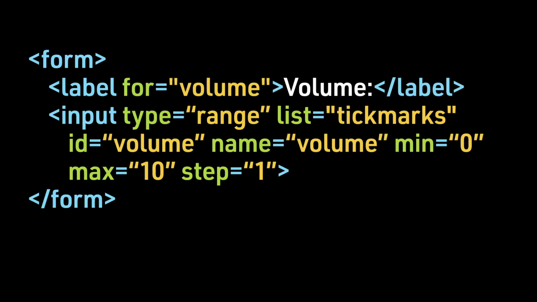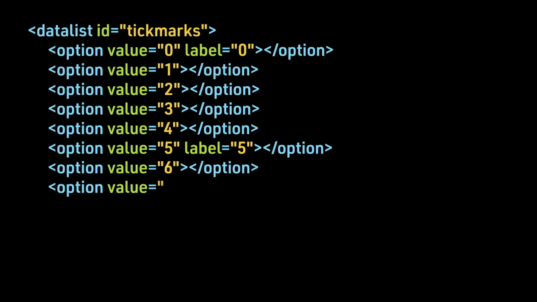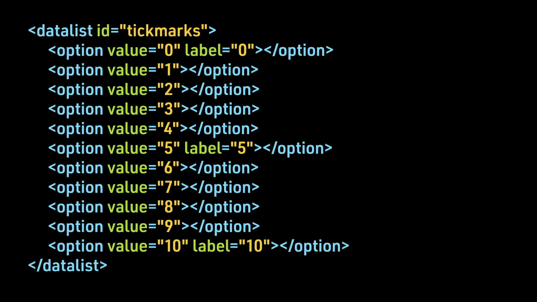To add hash marks, we add the list attribute to the input element and a data list element with the value mirroring the value of the list attribute. Each hash mark is set by an option element where you set the value attribute to what the hash mark should equal. To add labels, we use the label attribute.